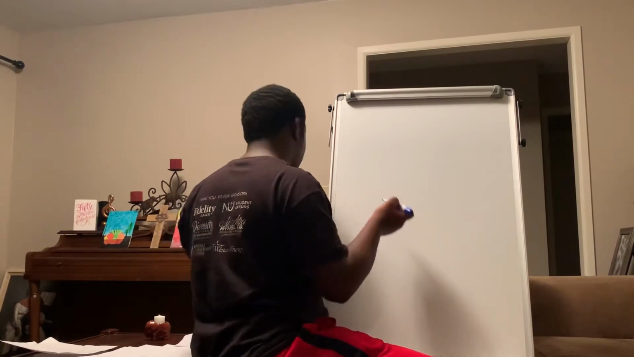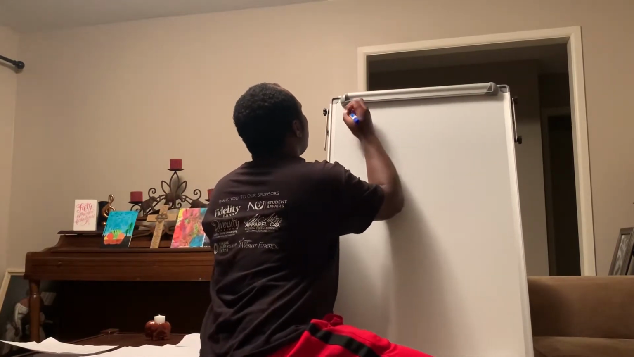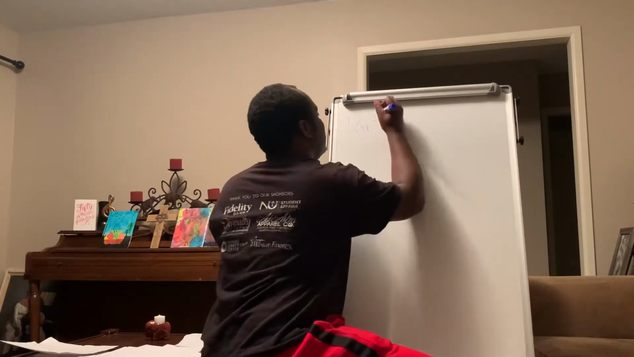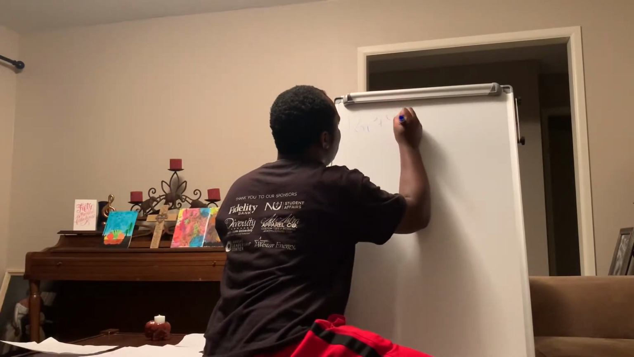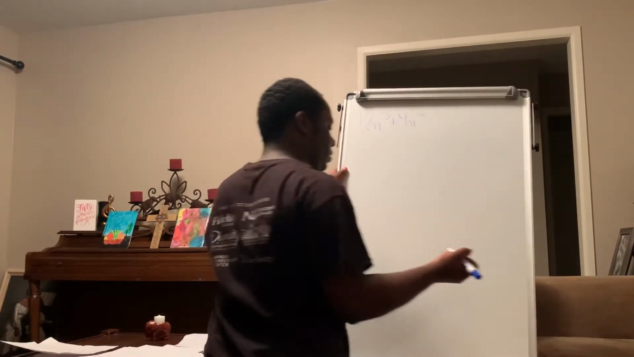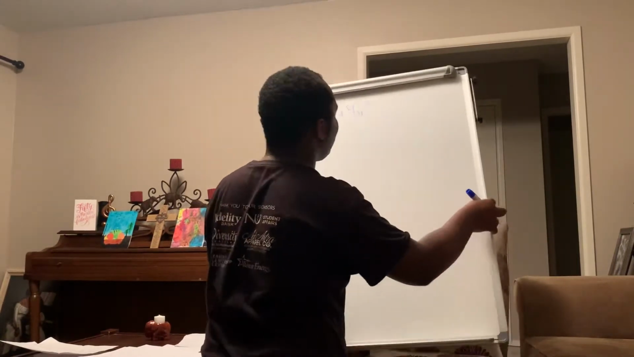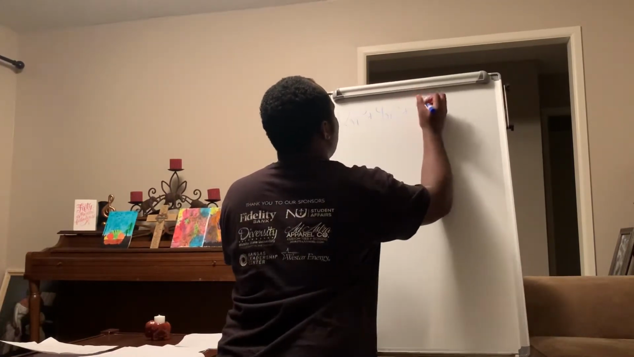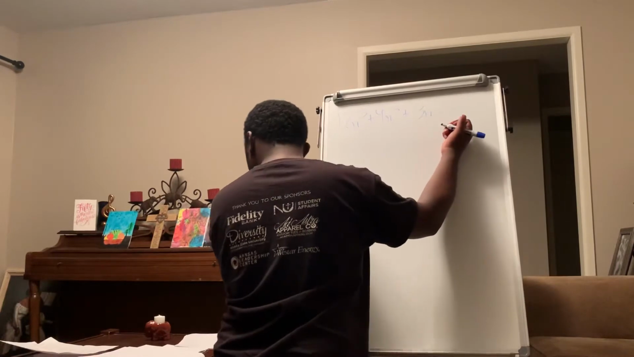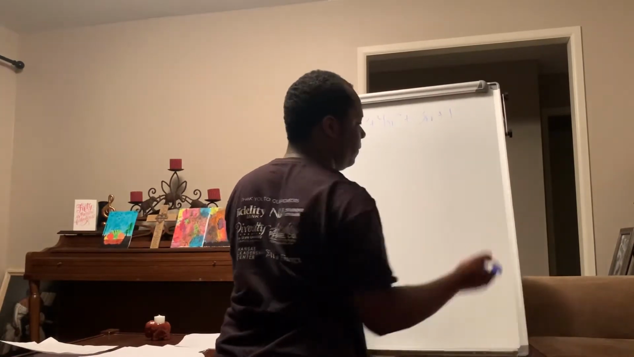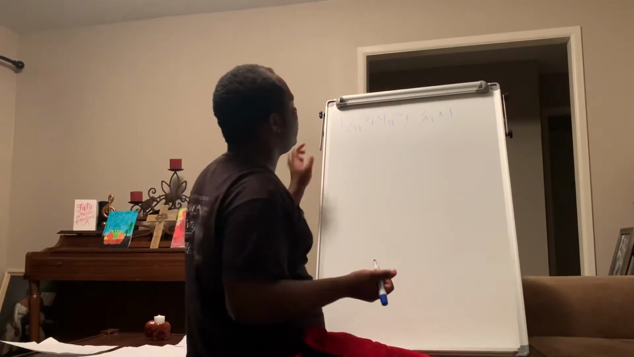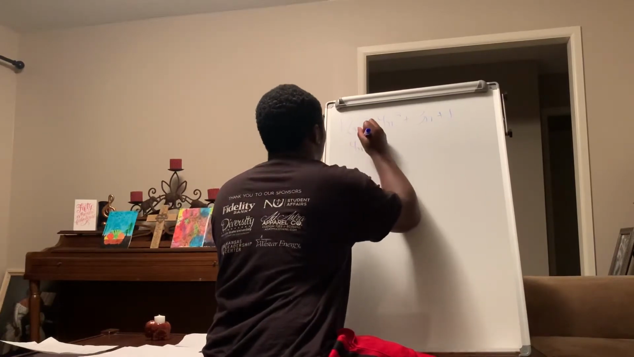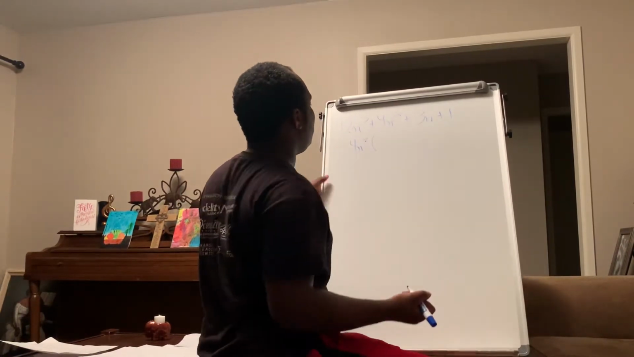The next question we have is 12n to the third plus 4n squared plus 3n plus 1. So out of these, what I have common is 4n squared. And what's left is 3n plus 1.